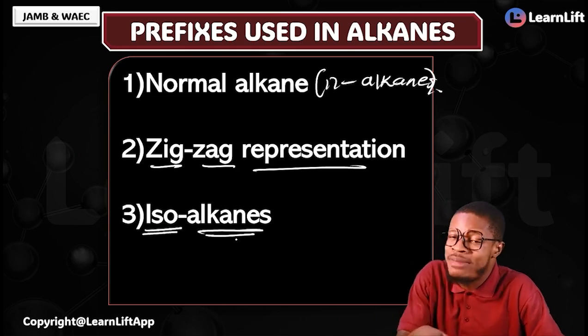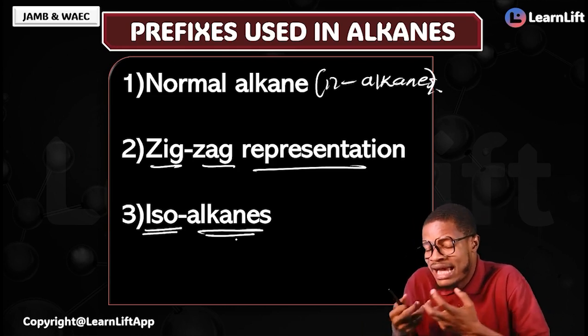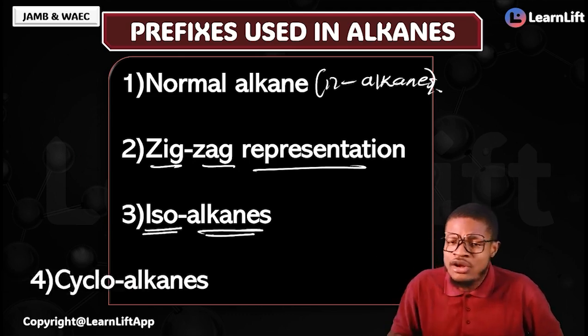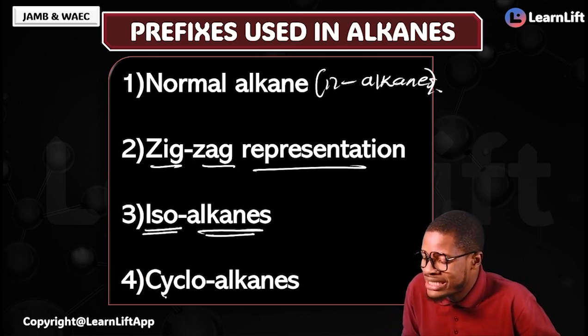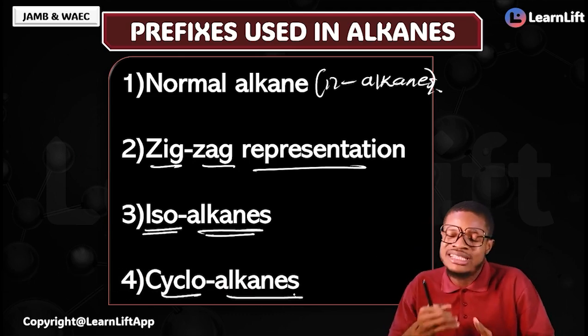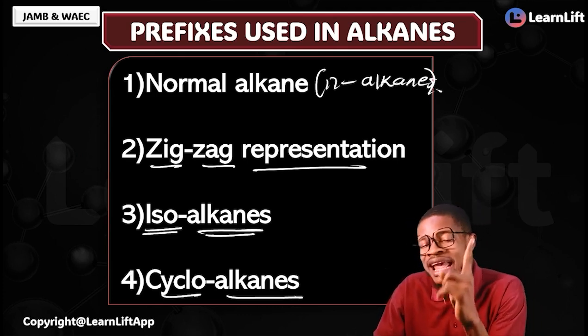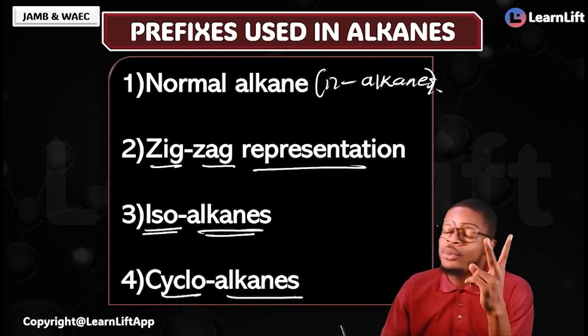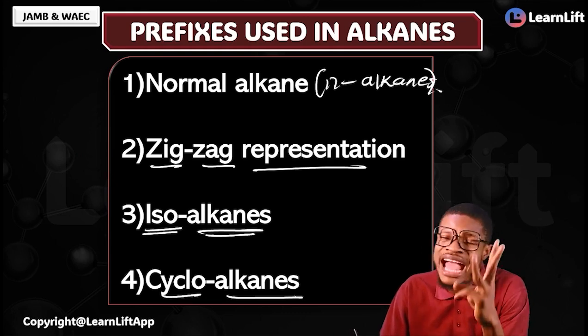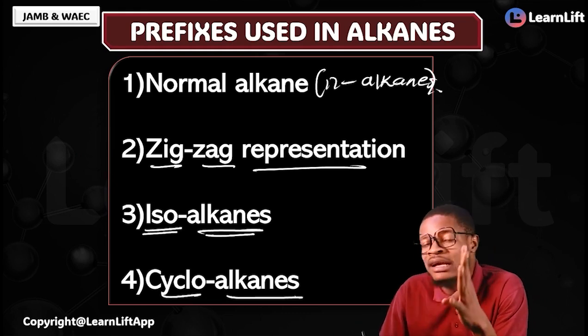That's where your isomerism stems out from, right? Isomers of alkanes. And then number 4 is the one we call your cycloalkanes. What is it called? Cycloalkanes. So we have N-alkanes or normal alkanes. We have your zigzag representation. We have your isoalkanes. And we have your cycloalkanes.